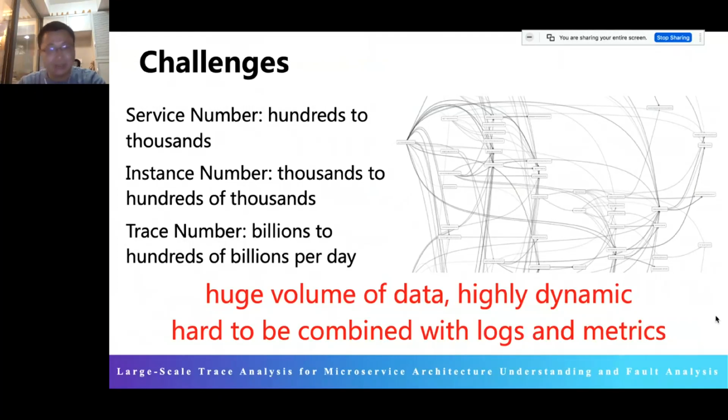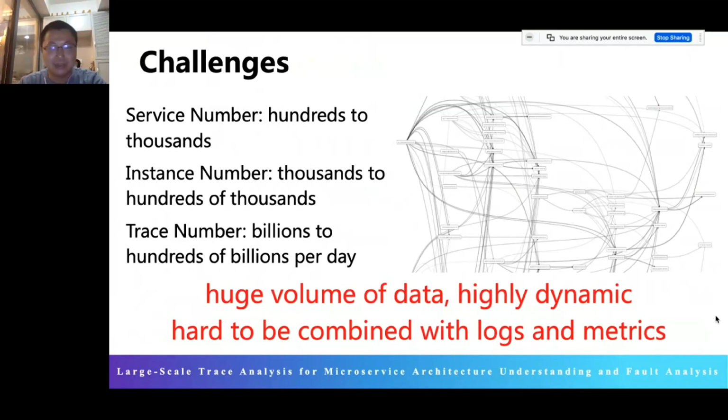We know that for large-scale microservice applications, the service number can be hundreds to thousands. And at runtime, each service can have several to hundreds or even thousands of instances. So the instance number of a microservice application at runtime can be thousands to hundreds of thousands. So in our collaboration with our industry partners, they told me that their trace number per day can be billions to hundreds of billions. That is actually a very huge volume of data.